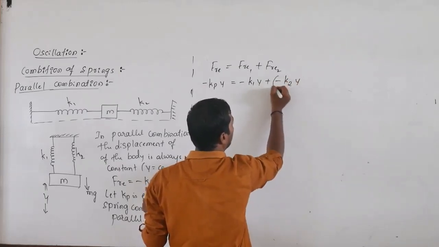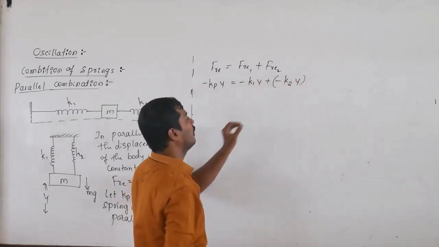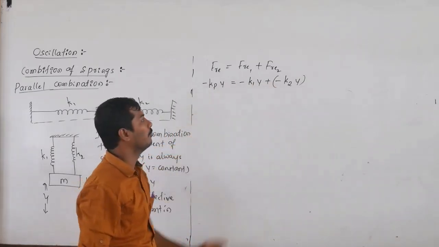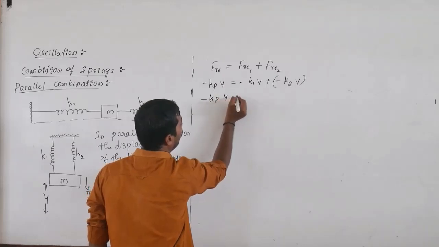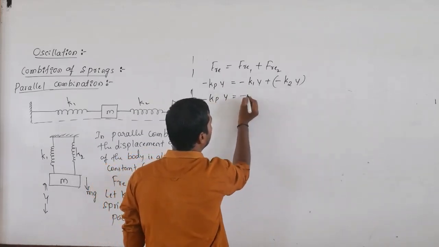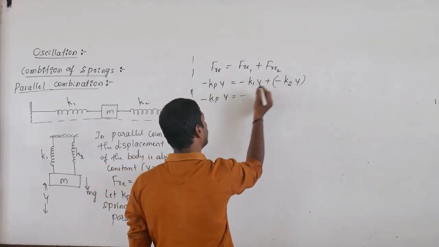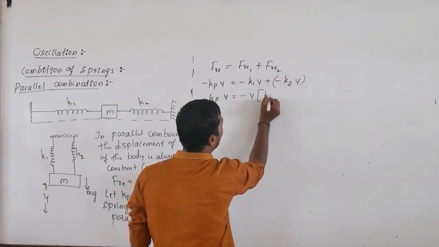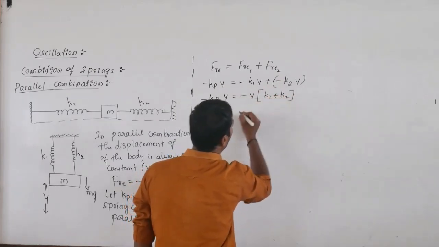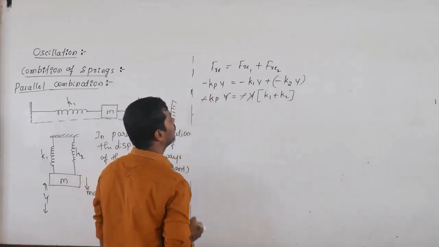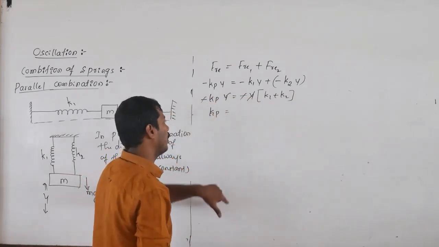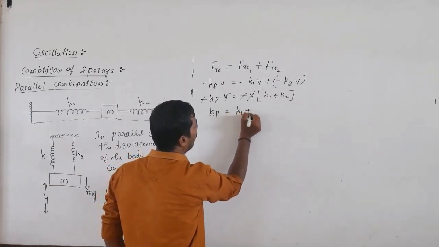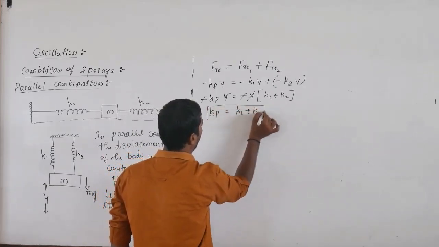Minus is common, so I will take the minus as common. Then minus Kp into y equals minus, with y also common, times K1 plus K2. These two get cancelled. Then what happened? The effective spring constant in parallel combination is K1 plus K2.